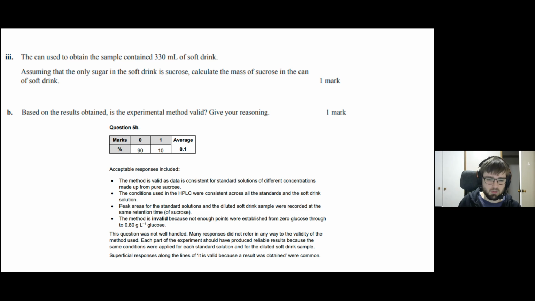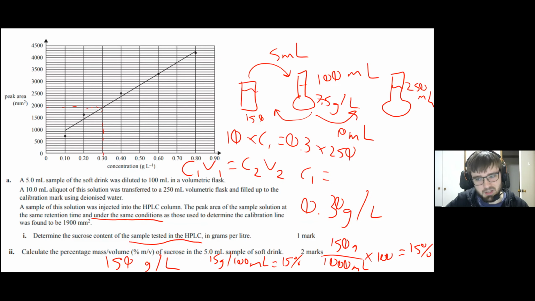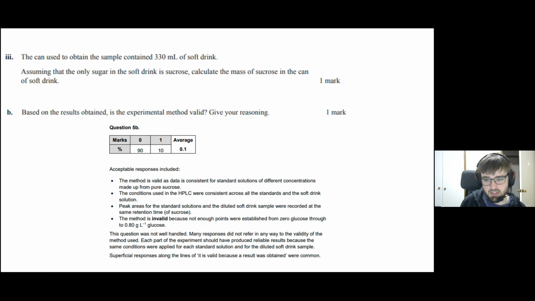So I don't like this question. I feel like these answers are basically a couple of things that they've come up with for a question that doesn't really have a particularly good answer. But basically, if you are asked to prove validity, I'll go with something about the curve being straight or not straight, and basically whether the conditions are the same or not. It's much easier to prove something invalid than valid, because if one thing is invalid, the whole experiment is invalid. But for something to be valid, basically everything has to be valid.